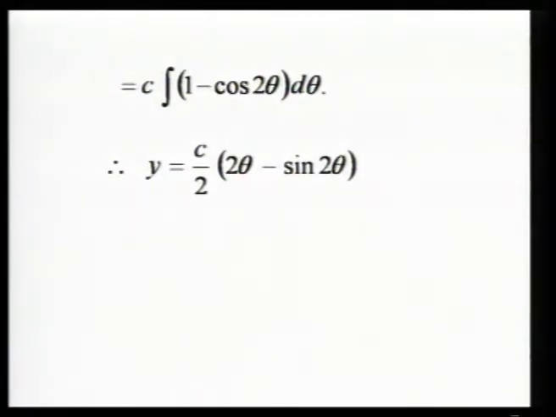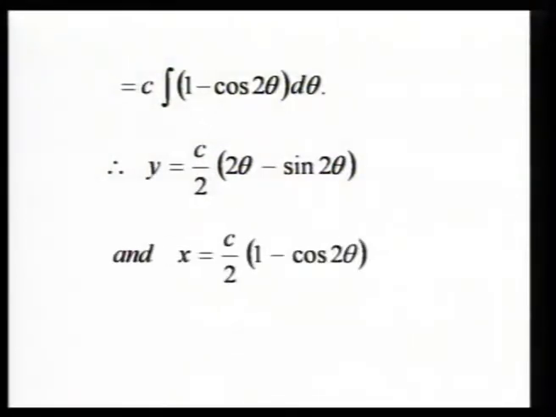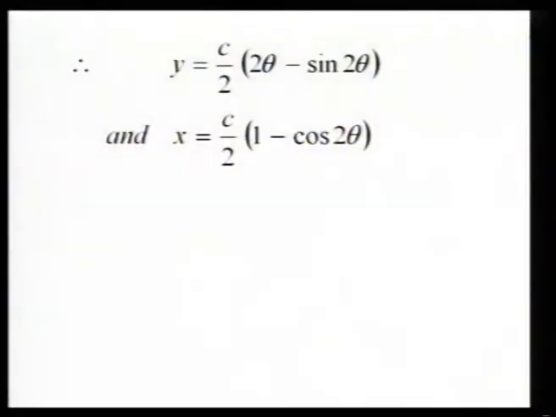We have already made a substitution, x equal to c sine square theta. So we write here x is equal to c by 2 times 1 minus cos 2 theta. So these are the solutions. y is equal to c by 2 times 2 theta minus sine 2 theta. x is equal to c by 2 times 1 minus cos 2 theta.